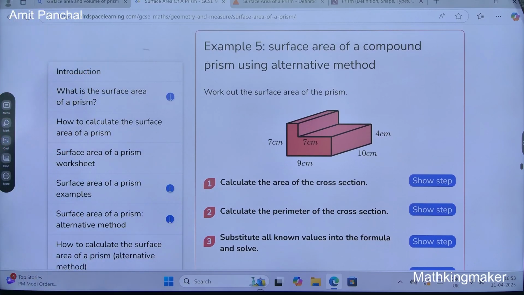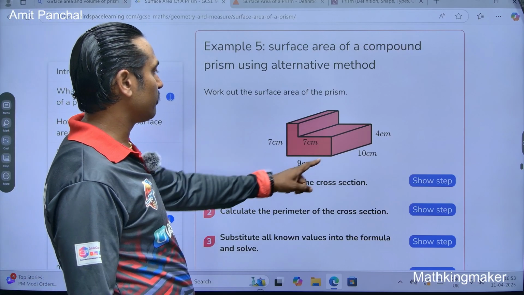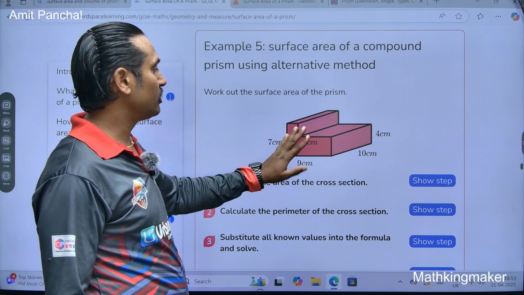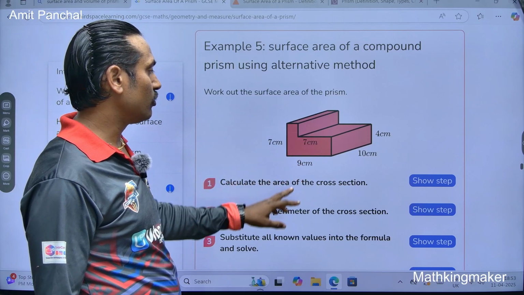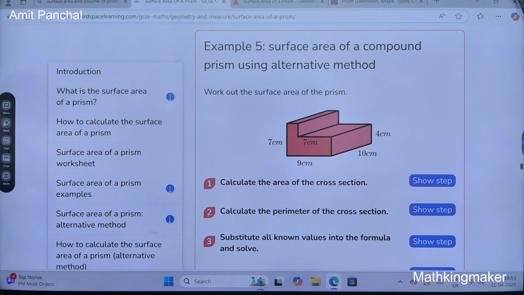Now this is an example, just do that. First of all you need to find the surface area of the base. You can calculate this by the previous formula.